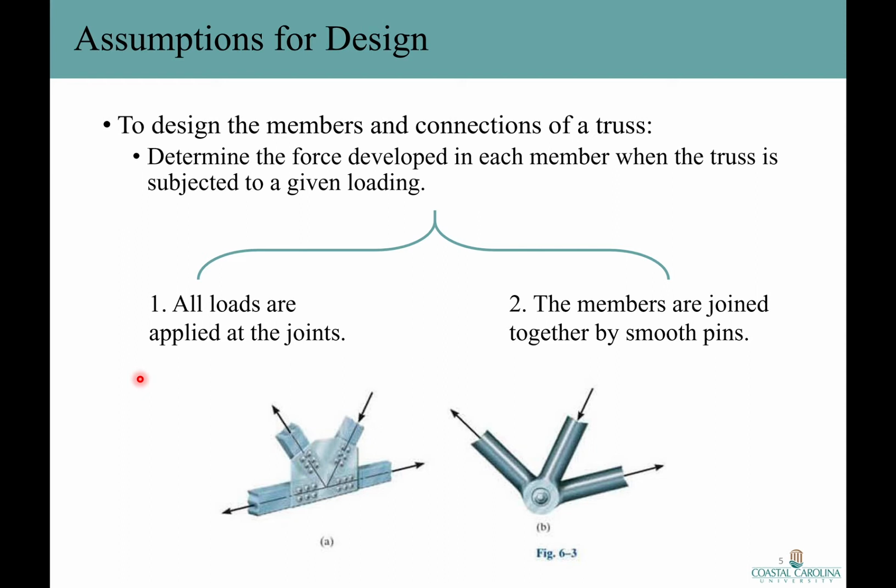The joint connections are usually formed by bolting or welding the ends of the members to a common plate called a gusset plate, here in figure A, or by simply passing a large bolt or pin through each of the members. You can see it in figure B. We can assume those connections act as pins, provided the center lines of the joining members are concurrent.